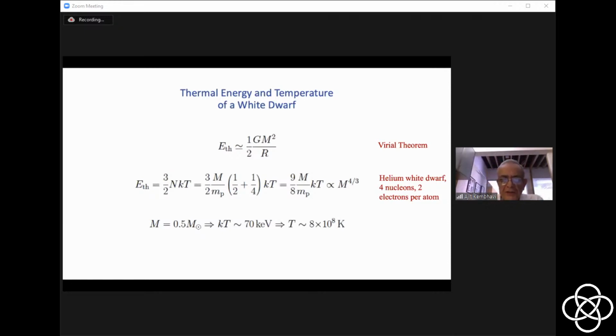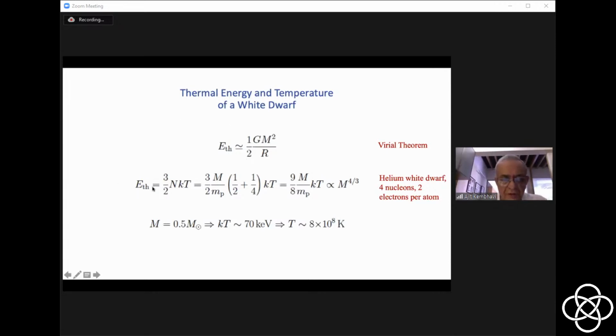What is the thermal energy of the white dwarf? I told you that it is proportional to Gm squared by R. But there's an important concept called the virial theorem, which could have been introduced to you. And from the virial theorem, you know that the thermal energy is equal to half Gm squared by R. Okay, where is the other energy gone? That energy has already been radiated away.